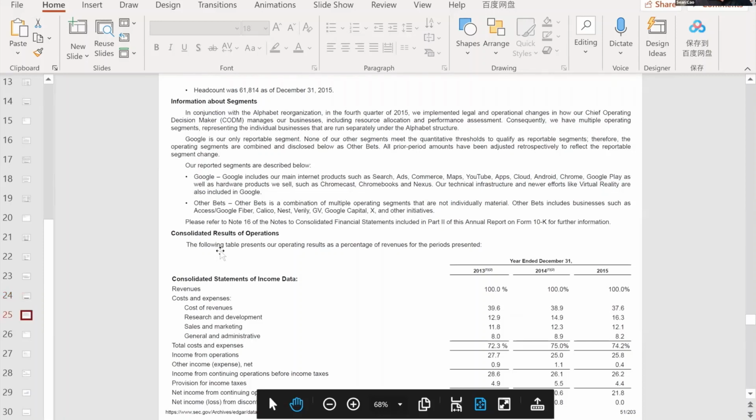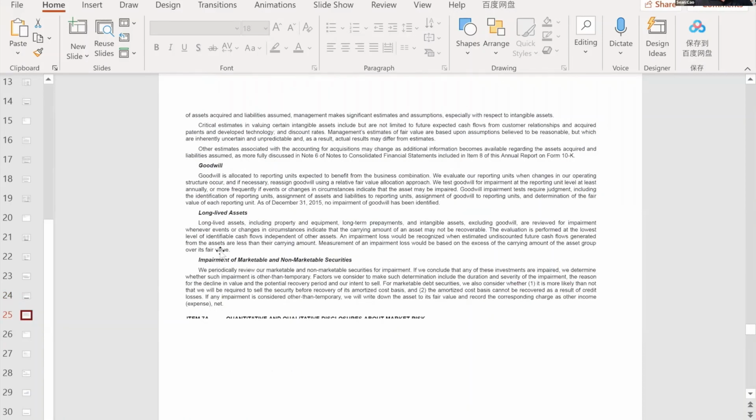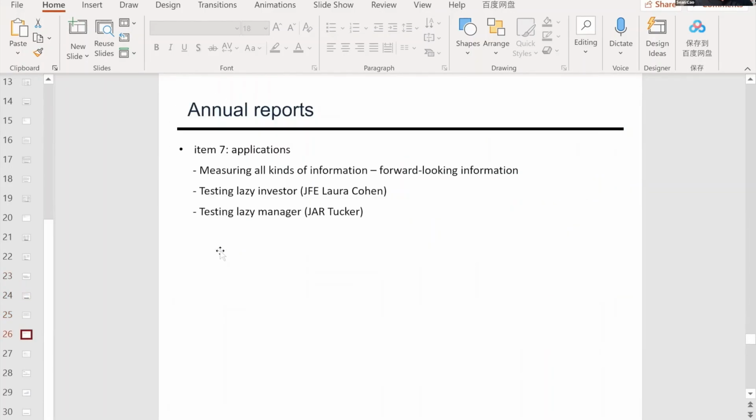They also talk about a lot of other things: goodwill, long-lived assets, impairment. These are very accounting-heavy. I don't want to talk about goodwill too much. You guys understand long-lived assets and impairments. So these are in Item 7. What do you do with Item 7? Item 7 has a great use for a lot of things.